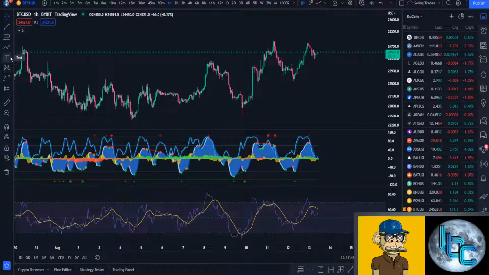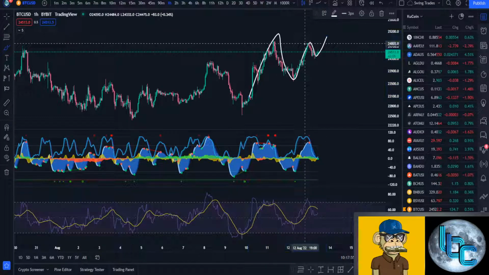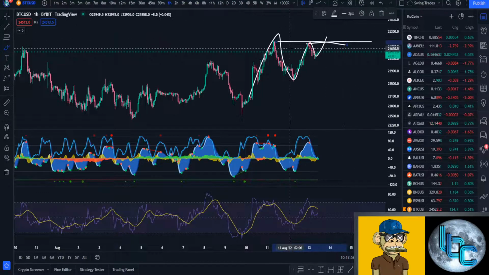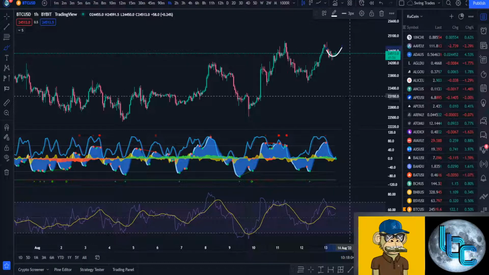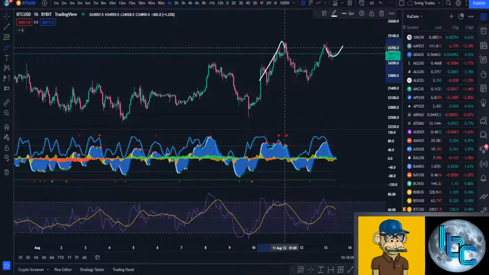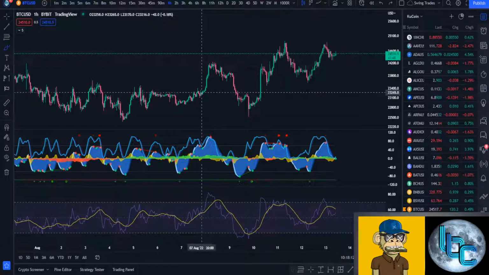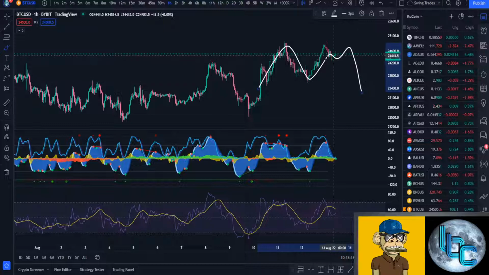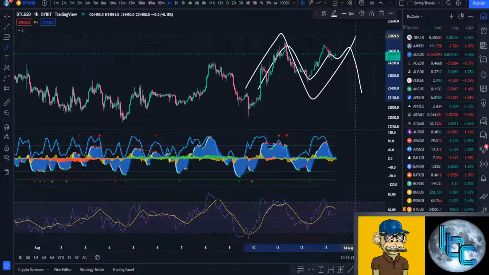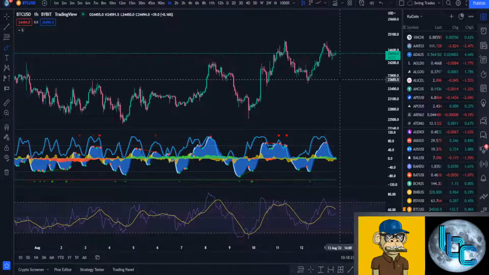What Thesis is talking about, if I can grab my drawing tool, is this possible M pattern. But if we break above this area, that gets canceled out. You no longer have an M. But also, even if this comes up to here, I still think you no longer have an M, because you've got to come down with an M. Otherwise, it's not an M. I guess you could say, in the broader scheme of things, that's an M, but I don't see it. I don't see that happening.